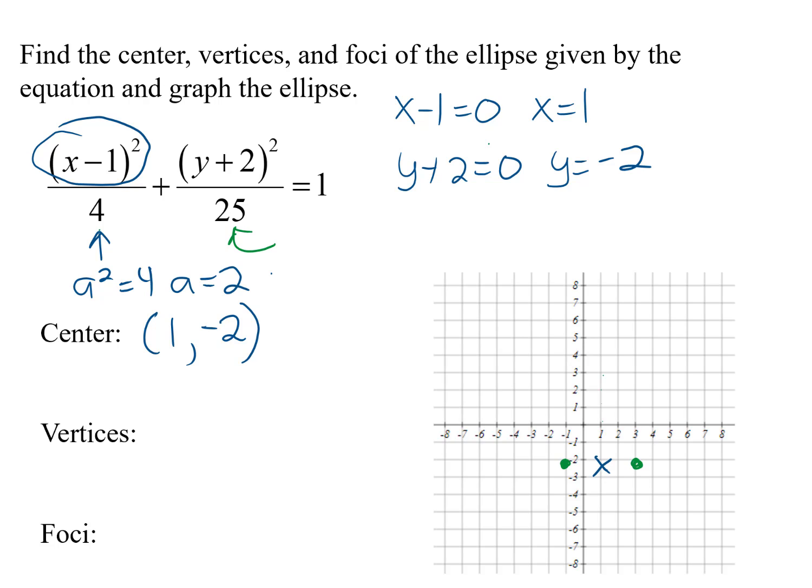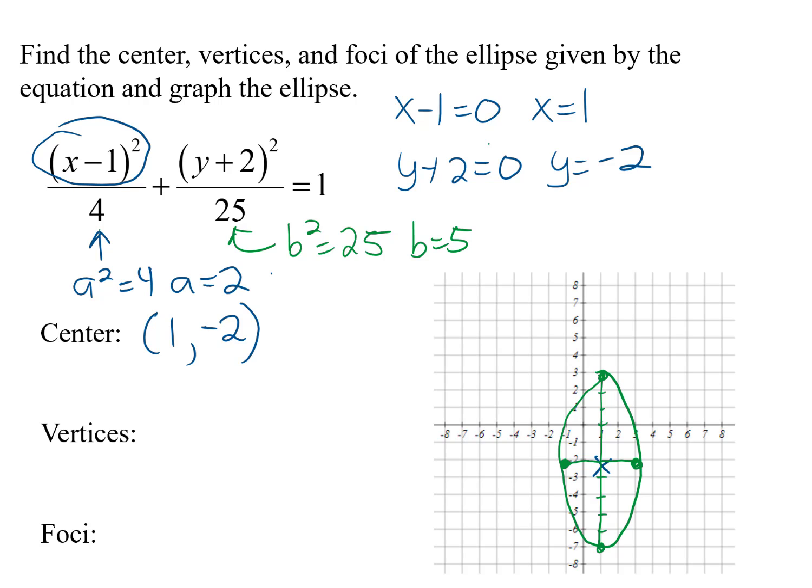Now I look to see what's under the y, and that is b squared. B squared is 25. So b is the square root of that, which is 5. So from the center in the y direction, both positively and negatively, I need to go 5. So I'm going to go up 1, 2, 3, 4, 5. And then from the center, I'm going to go down 1, 2, 3, 4, 5. Now you can see the major axis will be the longer one. So in this case, that's a vertical major axis, and the minor axis is the shorter one, and those define an ellipse. So I could draw this ellipse.